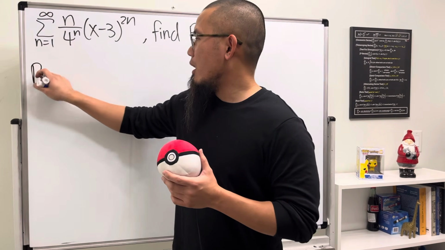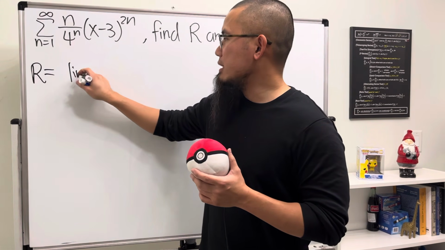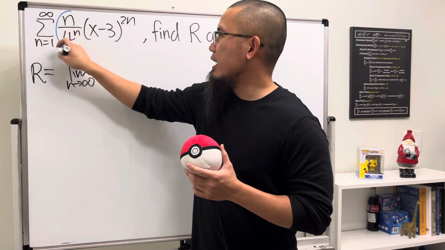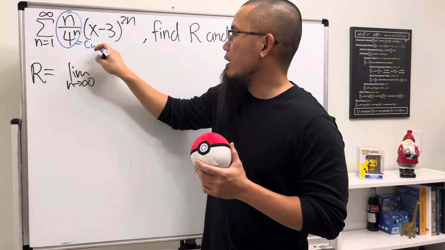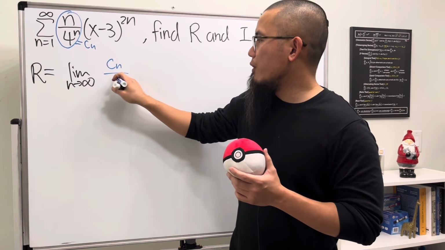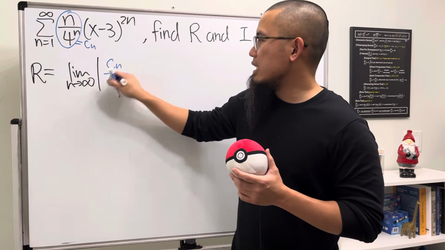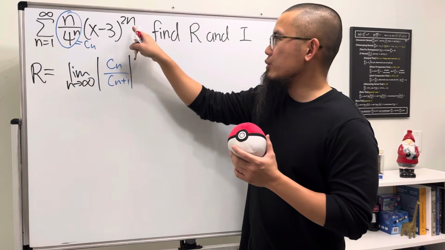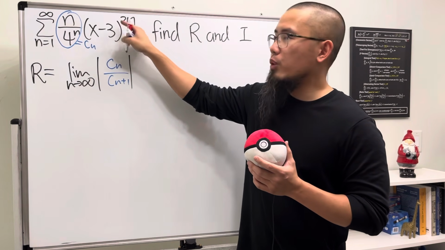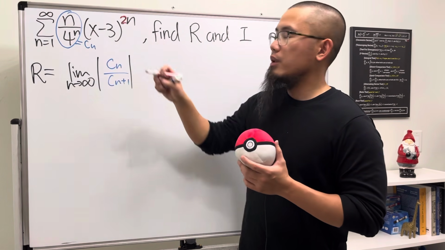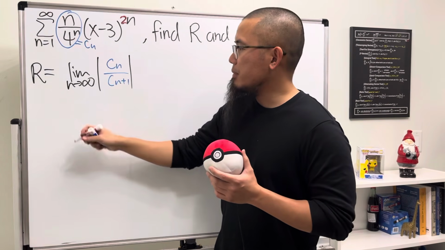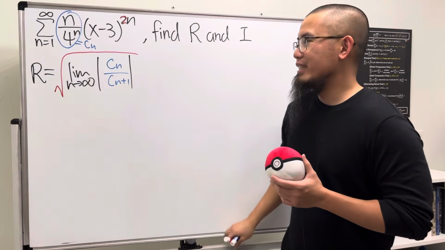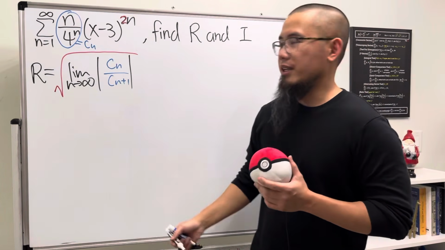So here we go. R is just going to be, we take the limit as n goes to infinity, and we are going to look at the Cn, which is the coefficient right here. And we do Cn over Cn plus 1 inside of an absolute value. And also, we have to pay attention to the coefficient of n in the power. Here we have 2. So, we are going to look at this limit and then take the square root, namely the second root. Okay, so that's the setup, and now let's just go ahead and get to work.